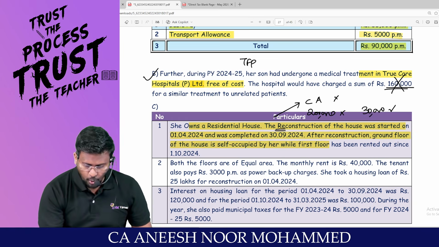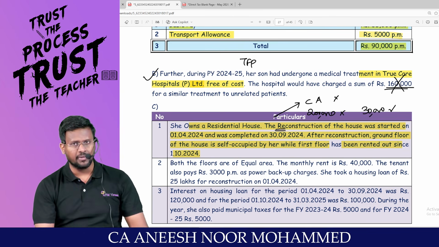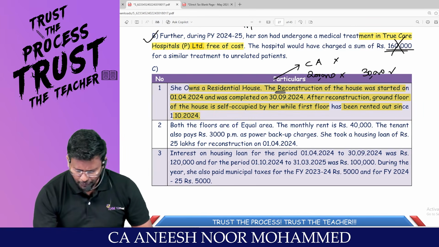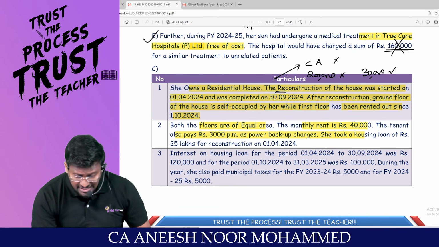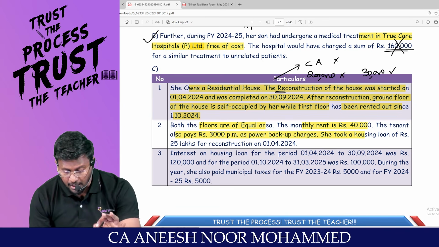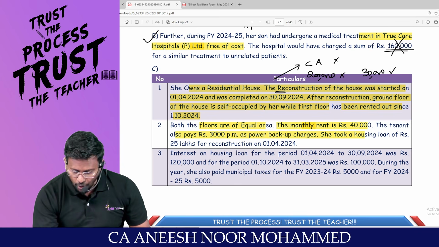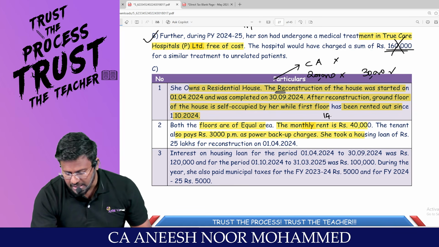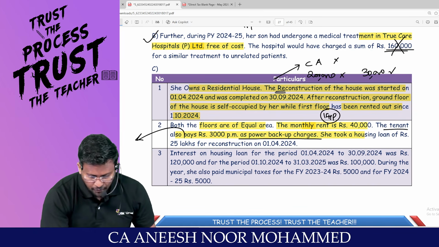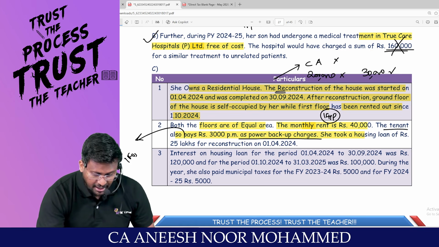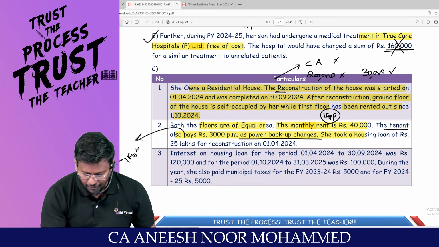After reconstruction, the ground floor of the house is self-occupied by her, while the first floor has been let out since then. That means half of the portion. Both the floors are of what area? Monthly rent is 40,000. Tenant also pays 3,000 per month as power backup charge. Super. Fantastic. This 40,000 should be taxable under income from house property. Whereas power backup charge of 3,000 should be taxable under IFOS. Am I right?